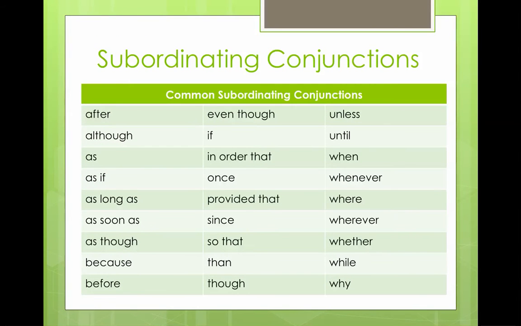These are your most common subordinating conjunctions. Again, this is not an exhaustive list. This isn't all of the subordinating conjunctions, but these are the most commonly used. After, although, as if, as long as, as soon as, as though, because, before, even though, if, in order that, once, provided that, since, so that, than, though, unless, until, when, whenever, where, wherever, whether, while, and why.